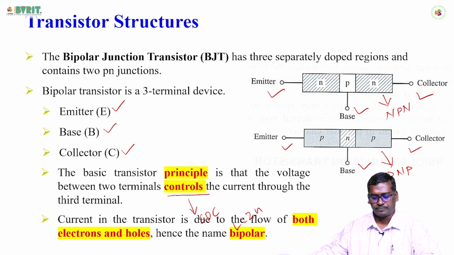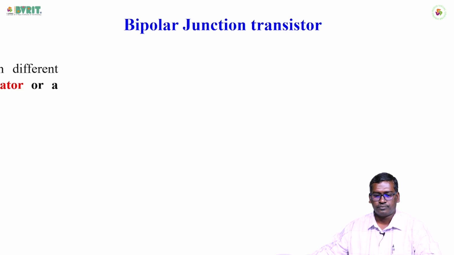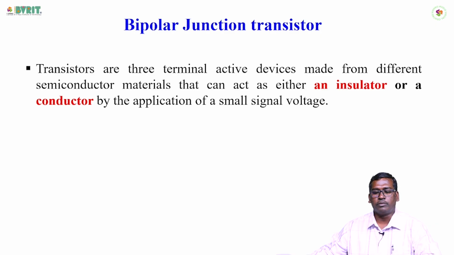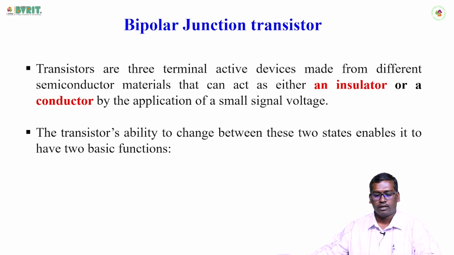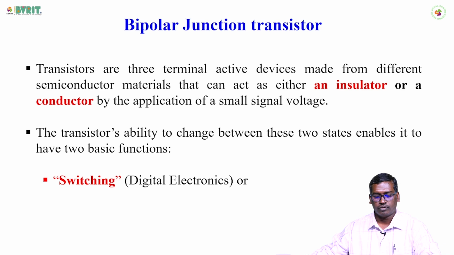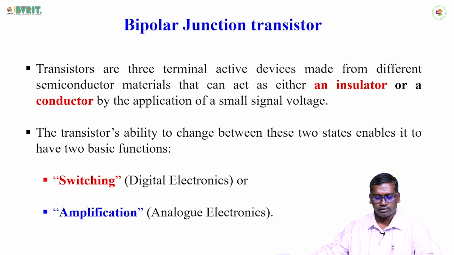Now if you see further, transistors are three-terminal devices made from different semiconductor materials that can act as either an insulator or a conductor by the application of a small signal voltage. This ability to change between two states enables it to have two basic functions: switching, which comes under digital electronics, or amplification, which comes under analog electronics.